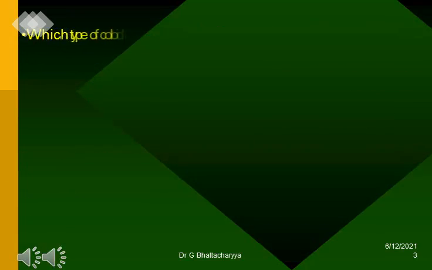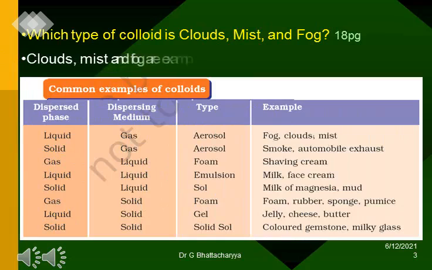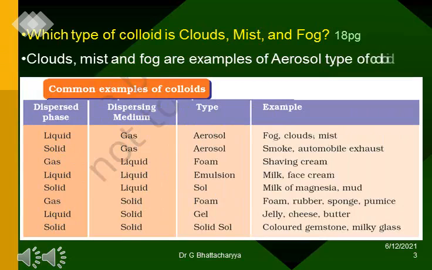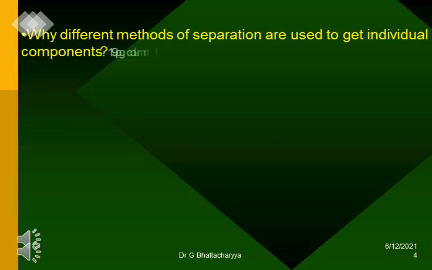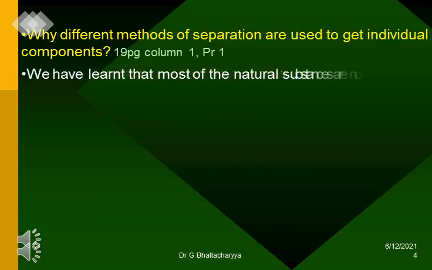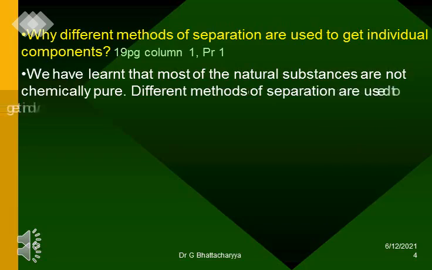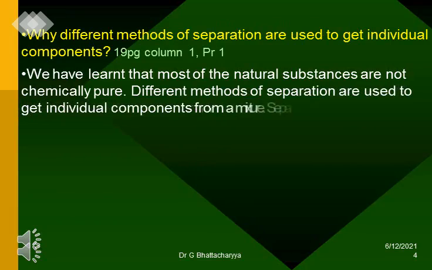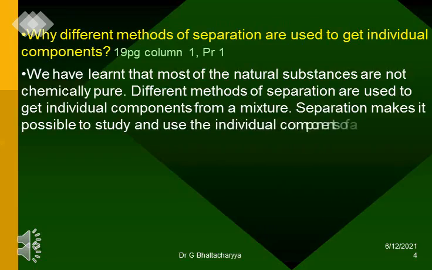Which type of colloid is clouds, mist, and fog? Clouds, mist, and fog are examples of aerosol type of colloid. Why different methods of separation are used to get individual components? We have learned that most of the natural substances are not chemically pure. Different methods of separation are used to get individual components from a mixture. Separation makes it possible to study and use the individual components of a mixture.